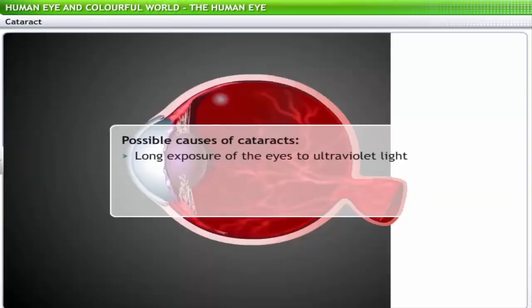Long exposure of the eyes to ultraviolet light, effects of diabetes, hypertension, and old age can result in a condition called cataract.